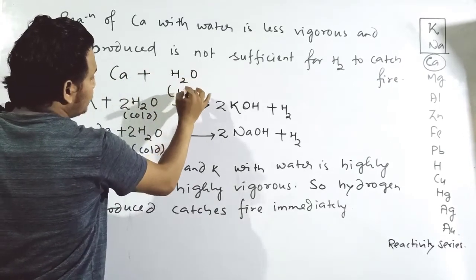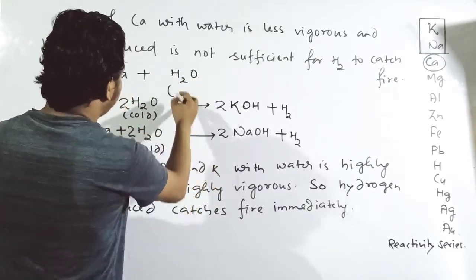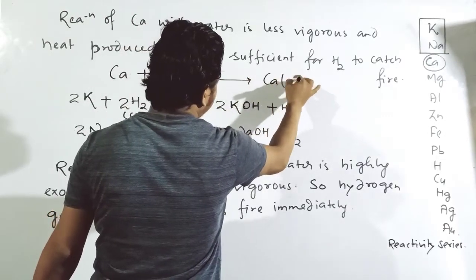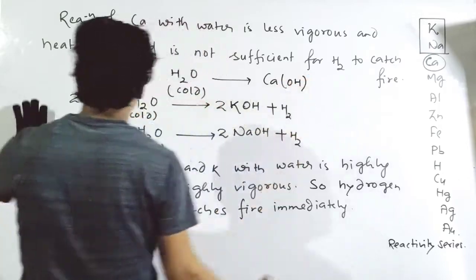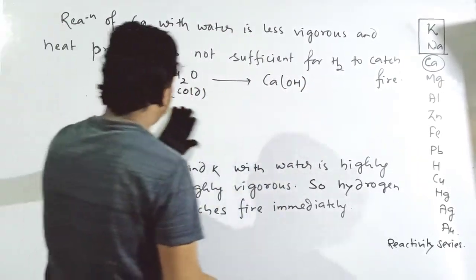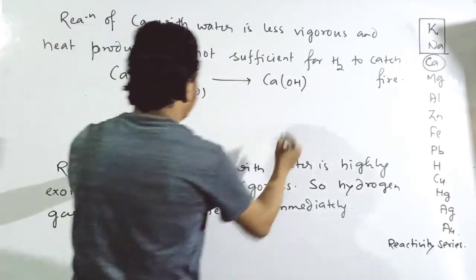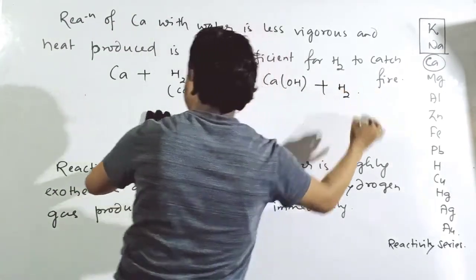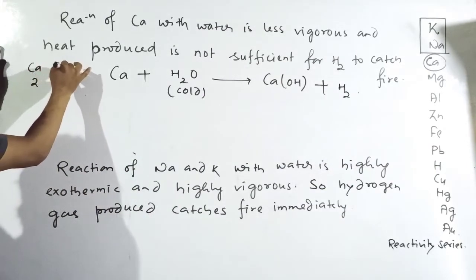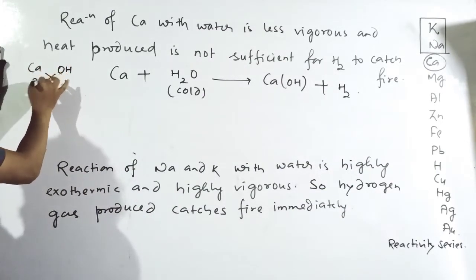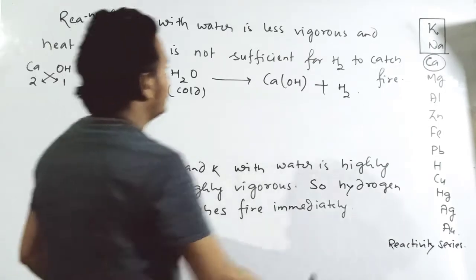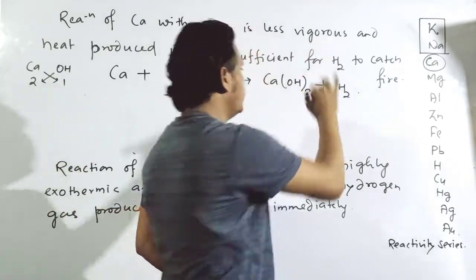Here also you can take cold water, no problem. The product will be calcium hydroxide. Now what will be the formula of calcium hydroxide? Let us check. Calcium hydroxide and hydrogen gas. What is the valency of calcium? 2. What is the valency of OH? 1. So the formula will be calcium 1 time, OH 2 times.